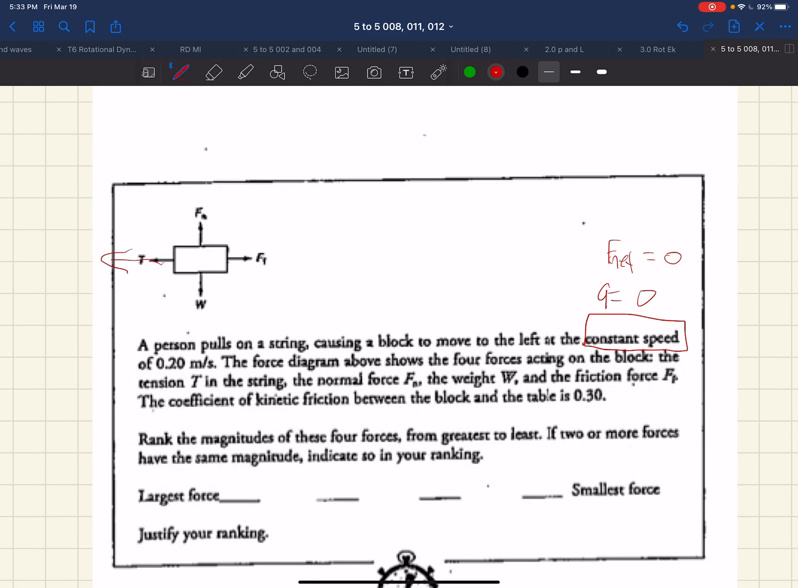The picture shows 4 forces on the block: tension T in the string, the normal force, weight, and friction. The coefficient of friction is 0.3. Rank the magnitudes of the 4 forces.